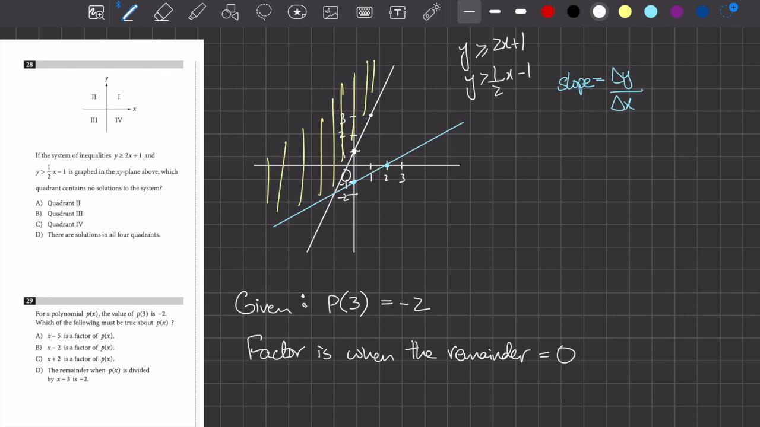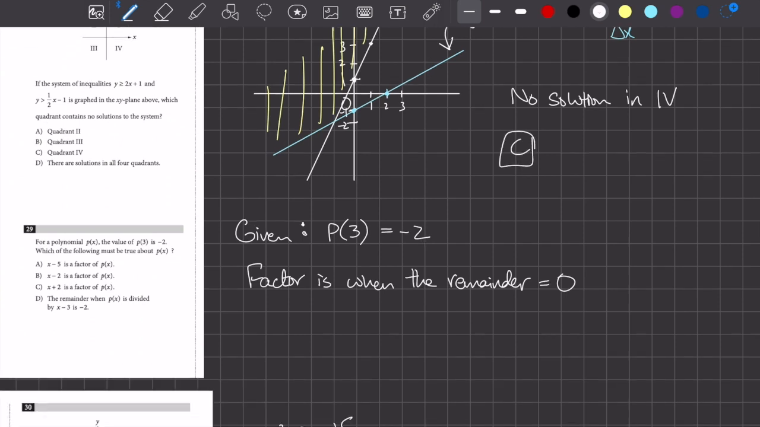For question 28, we sketch both lines. The white line shows 2x plus 1, and the blue shows half x minus 1. The inequality for both is a greater sign, so we shade the region above both lines. This shows that there is no solution in quadrant 4, option C.